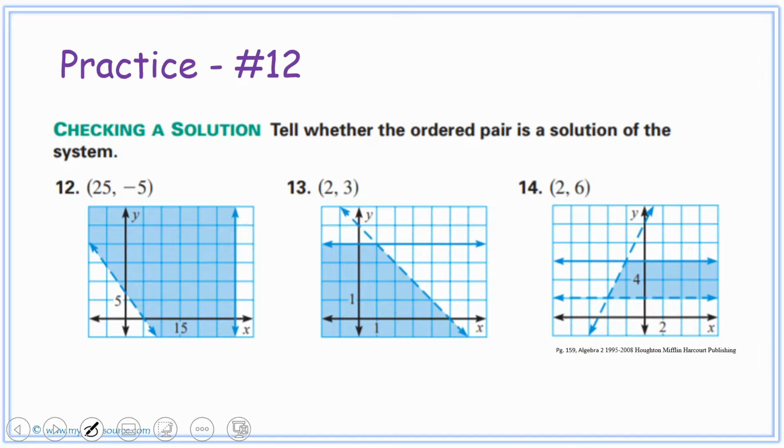Alright, so let's do it the opposite way now. I'm just going to do number 12. You're going to try to do these for homework. So for number 12, it says tell whether the ordered pair is a solution of the system.